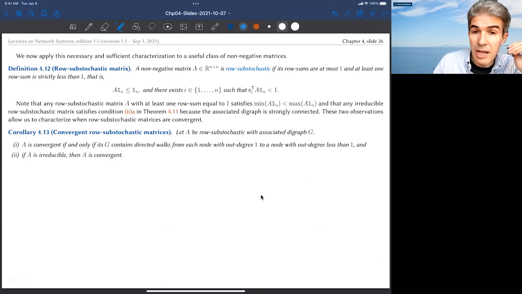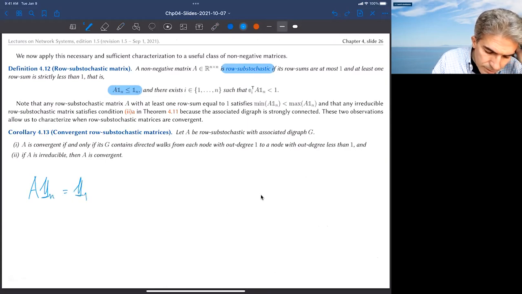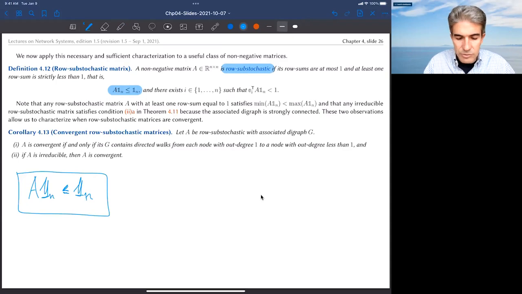We will encounter in our travels matrices that are said to be row substochastic, which is to say matrices that have two properties. The first one is the natural one. I'm saying row stochastic when each row sum is equal to one. So row substochastic is when the sums are less than or equal to one. On the other hand, I also want to make 100% sure that at least one of the row sums is strictly less than one. So when I say row substochastic, I really mean to say at least one row sums to less than one. I want to exclude row stochastic matrices. Otherwise, the theorems are harder to state.